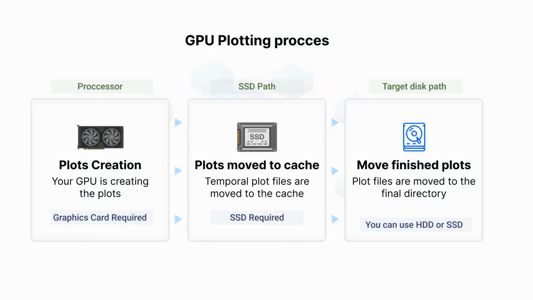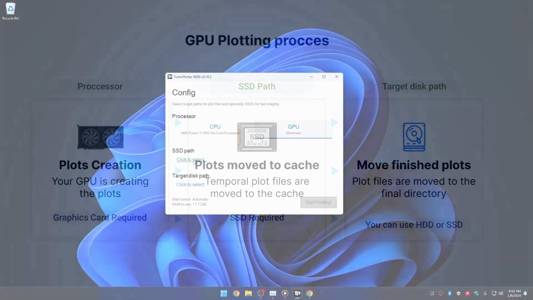The SSD path section refers to where you want to store temporary files of the plotting process. This is required because the GPU can create plots fast and it needs a fast storage drive to store plots in creation. The target disk path section refers to where you want to store your created plots.